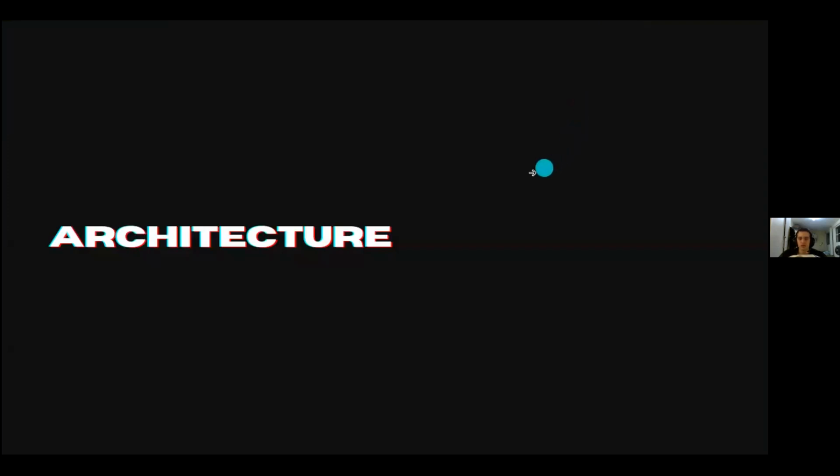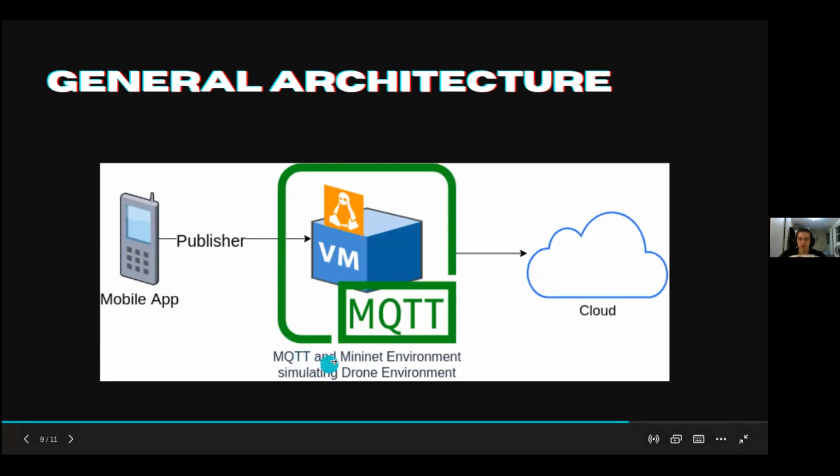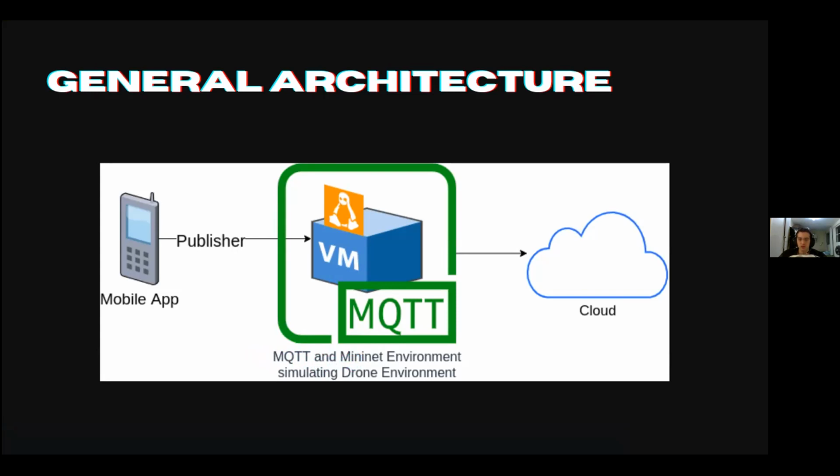Now let's talk about the architecture of our solution. First, let's start with the general architecture. In the general architecture, we start with the mobile app. This mobile app will be the publisher of the MQTT protocol, and it will send to this environment that we will describe later. The MQTT brokers and Mininet environments will simulate the drone environment.